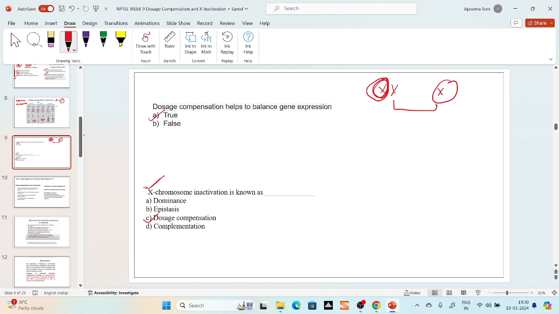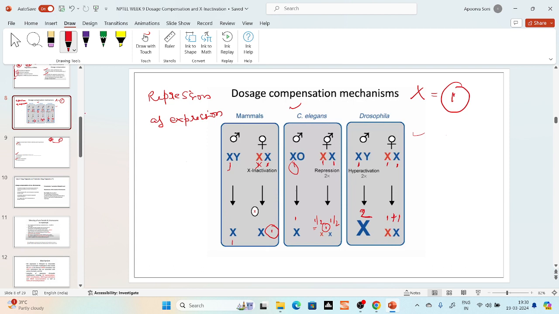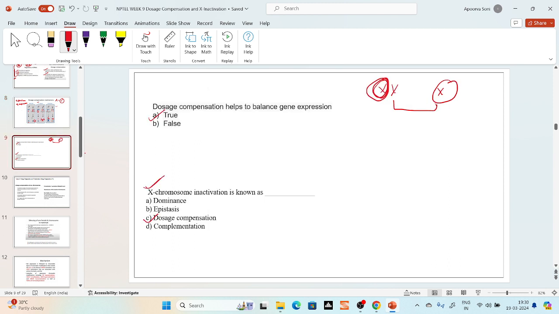That is why we should try to learn new things. I think before this class, many of you must have known what X chromosome inactivation is and what dosage compensation is. But now we know that dosage compensation not only takes place through X chromosome inactivation, there can be repression of X chromosome and hyperactivation of X chromosome. So specifically X chromosome inactivation is a particular method which takes place in mammals. Now we know this.